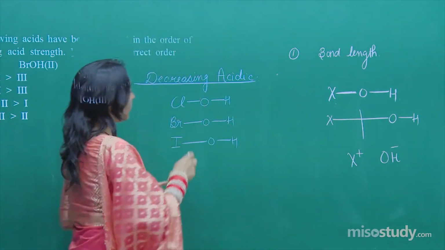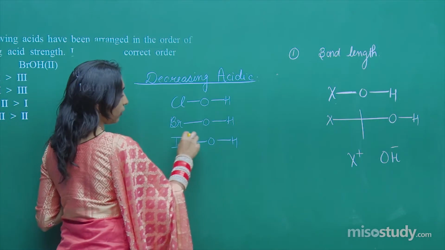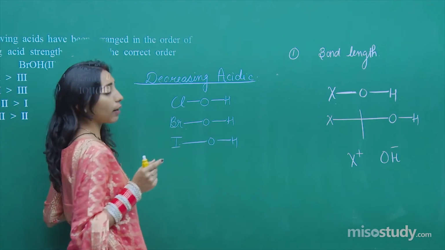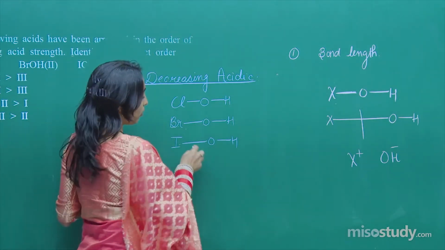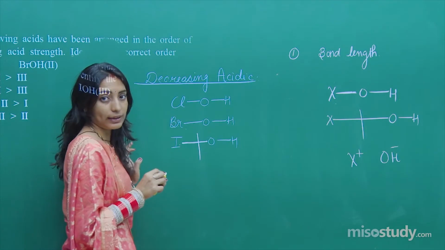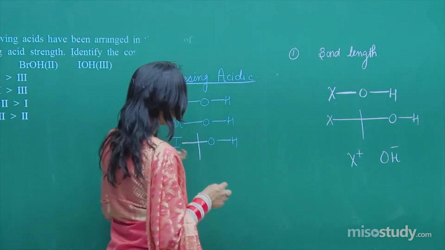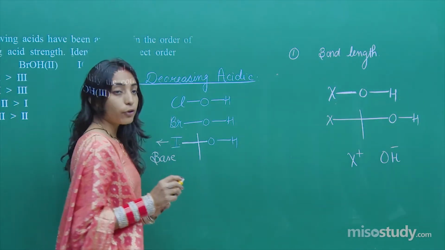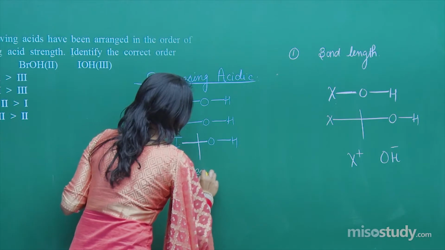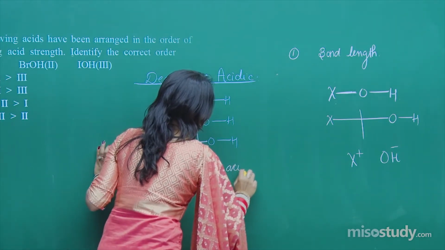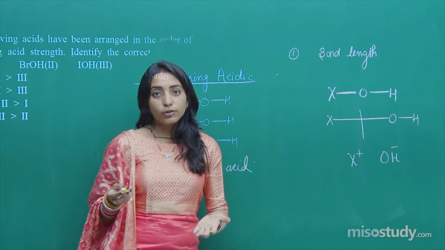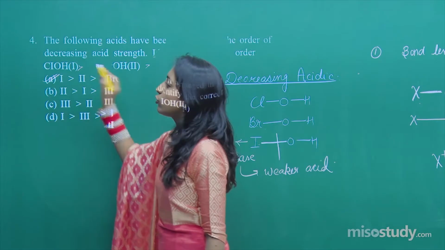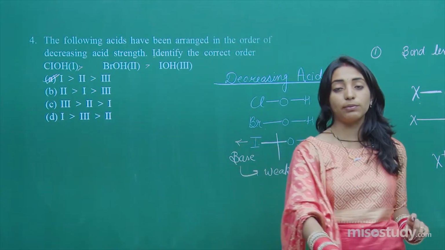If you compare Cl-O, Br-O, I-O, as you go down the group the size of iodine is biggest, then Br is bigger, and chlorine is just big. So this bond length is longer, and longer means it can break easily. So IOH will act as a base. If IOH is a good base, it will be a weaker acid, and ClOH will be the strongest acid. So ClOH is strongest, then BrOH, then IOH. So A should be the correct option. This is the first explanation.